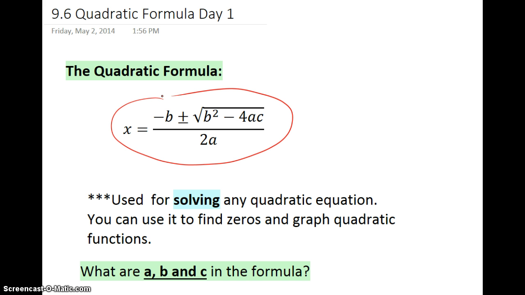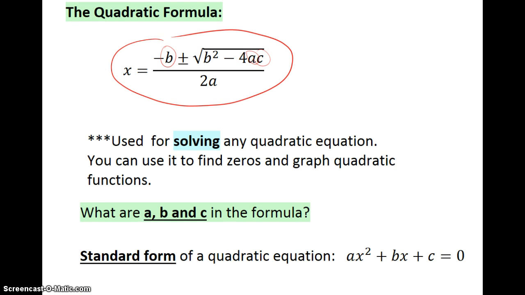And the first thing you're going to notice is we have some B's, we have A's, and we have C's, so A, B, and C. So the biggest question is, where do they come from? You're going to use this equation to solve quadratics. You can also use it to find zeros and then to graph quadratics.